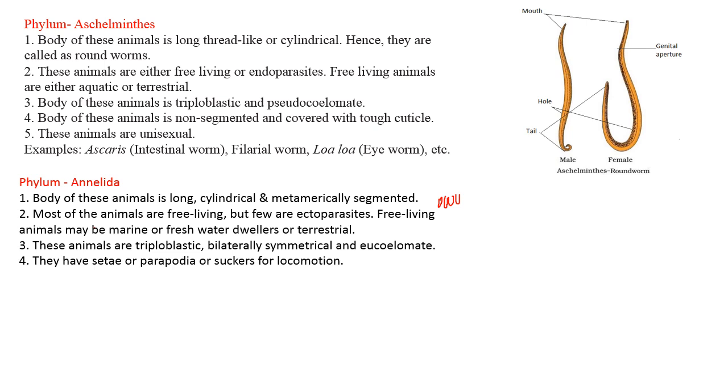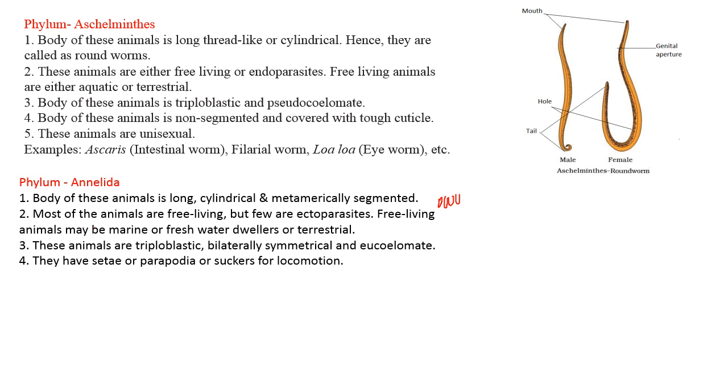They have setae or parapodia or suckers for locomotion. How are they going to do locomotion? Locomotion means moving, changing place from one place to another. They can move using their setae, or they can have parapodia. Parapodia means there will be no real legs, but there will be some portion which appears like a leg, with the help of which they can move from one place to another. Or with the skin, how the snake moves, correct?